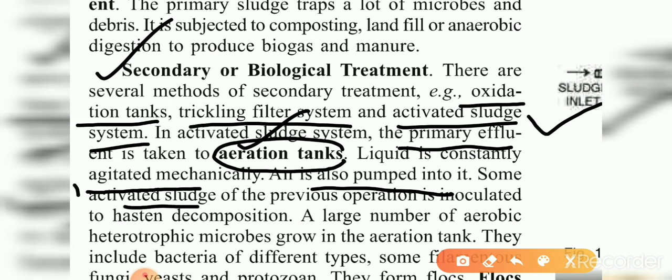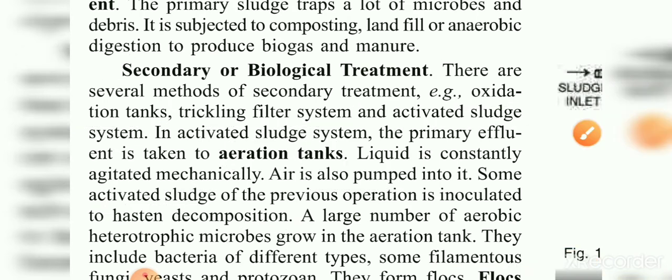The activated sludge from the old treatment, the previous treatment, that activated sludge is taken, a small amount of that activated sludge is taken, and that activated sludge is added in the aeration tank. And what does it do? It hastens the process of decomposition. Is it clear? Once again I'll tell what has happened here.